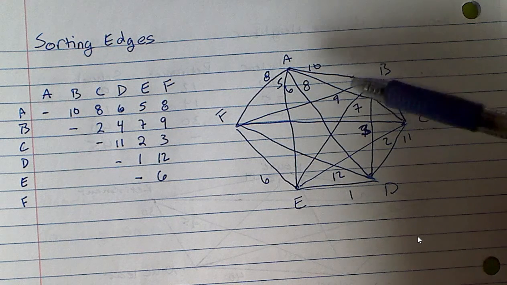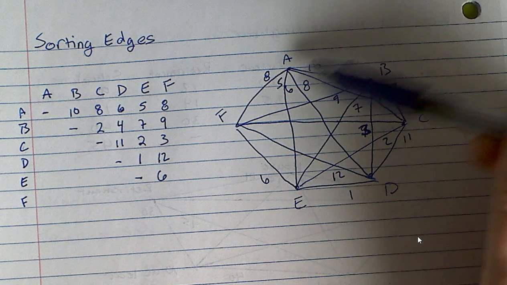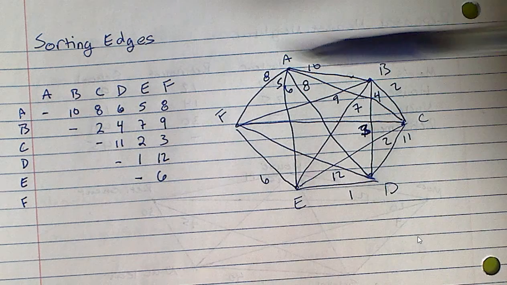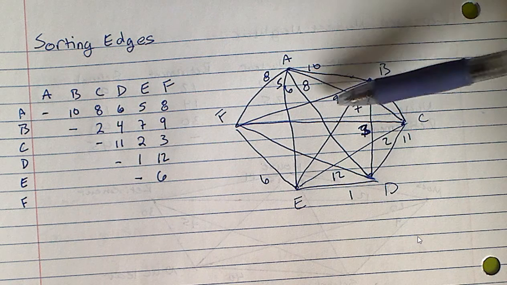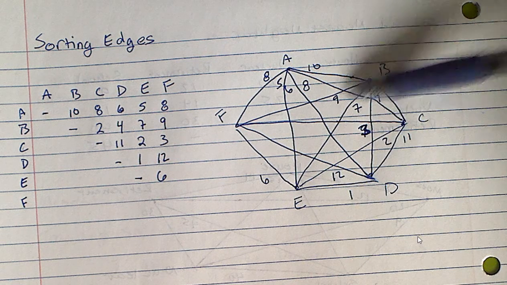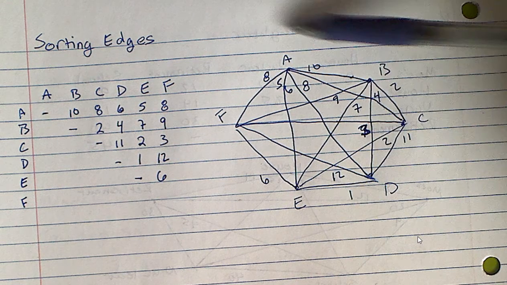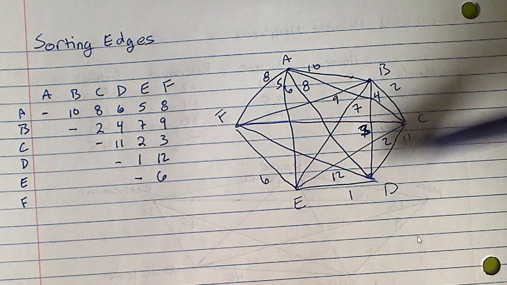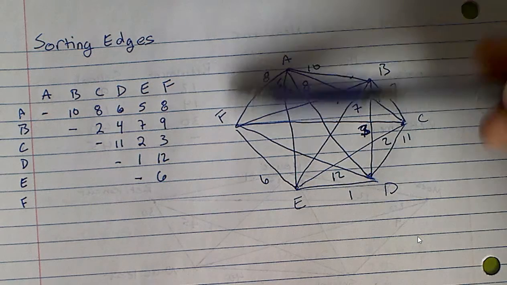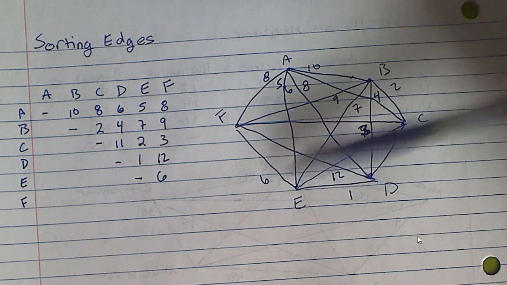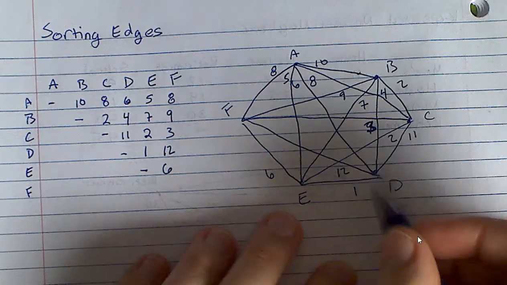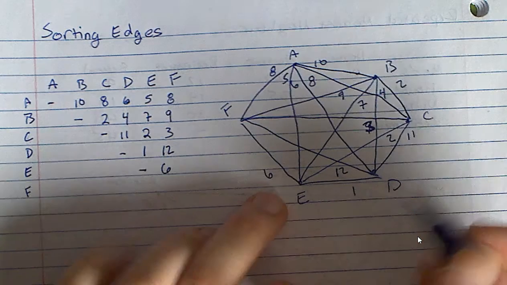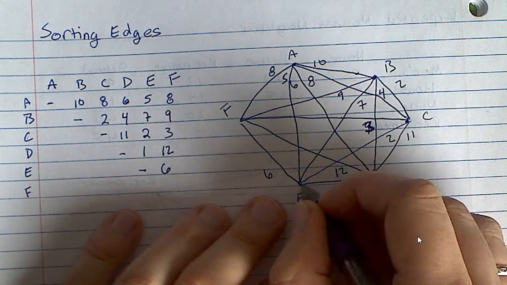For sorting edges, you're going to look at each of these edges here. So I've got 8, 5, 6, 8, 10, 9, 7, 3, 2, 1, and so on. You're going to look through all of these edges and see which edge costs the least. So which edge has the smallest weight? ED, right. So right now, this edge has the least weight.